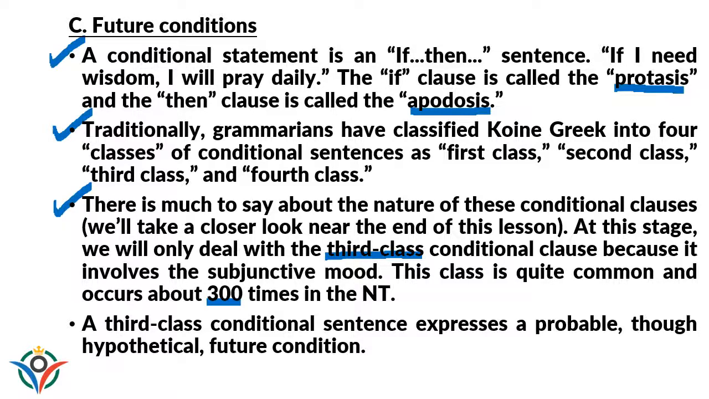So let's give it a definition. A third class conditional sentence expresses a probable, though hypothetical, future condition.